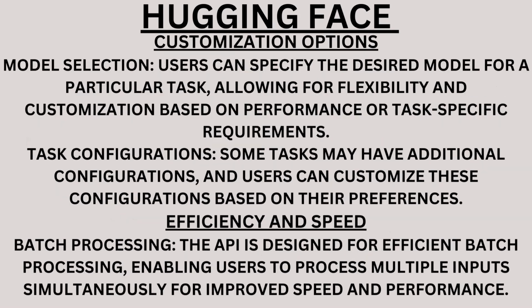Customization options. Model selection. Users can specify the desired model for a particular task, allowing for flexibility and customization based on performance or task-specific requirements. Task configurations. Some tasks may have additional configurations, and users can customize these configurations based on their preferences. Efficiency and speed. Batch processing. The API is designed for efficient batch processing, enabling users to process multiple inputs simultaneously for improved speed and performance.